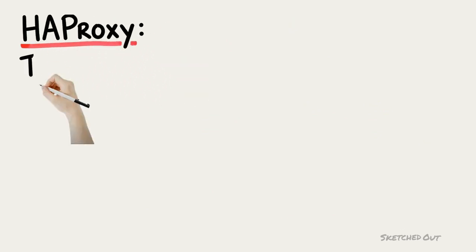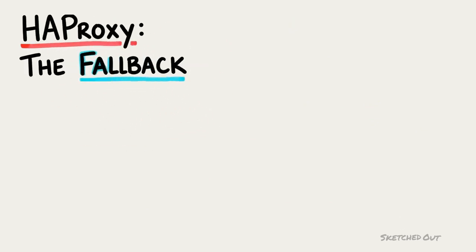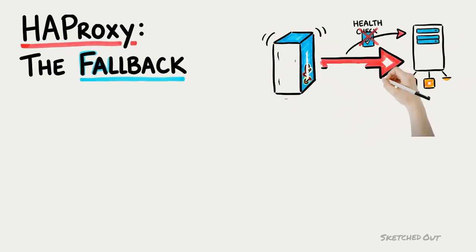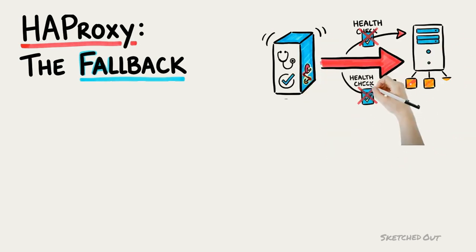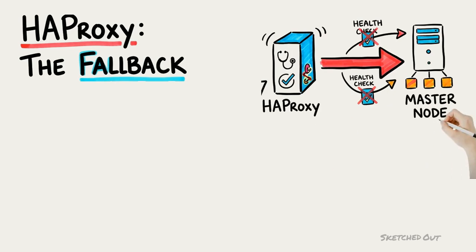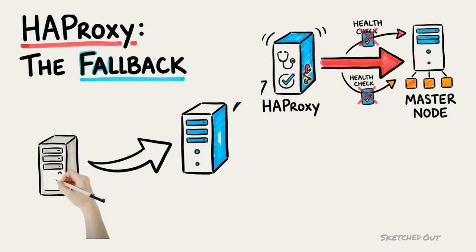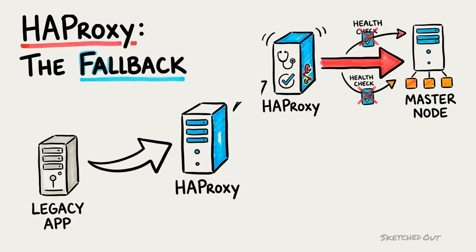So where does HAProxy fit? It is the fallback, not the default. HAProxy can sit in front of all your Redis nodes and run a health check that asks each one for its role, routing traffic only to the node that answers master. That gives legacy applications a single stable address without understanding Sentinel at all.